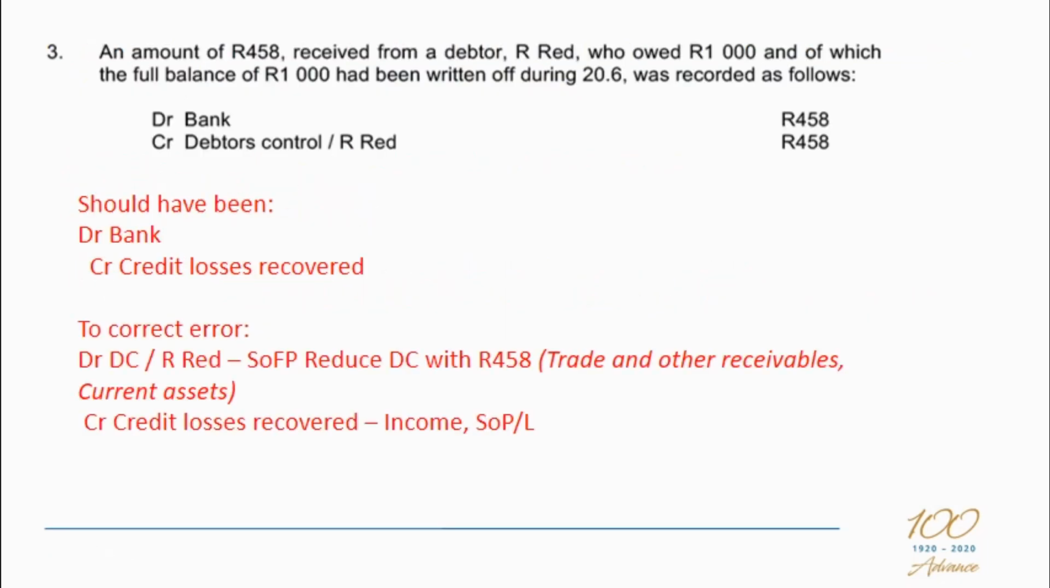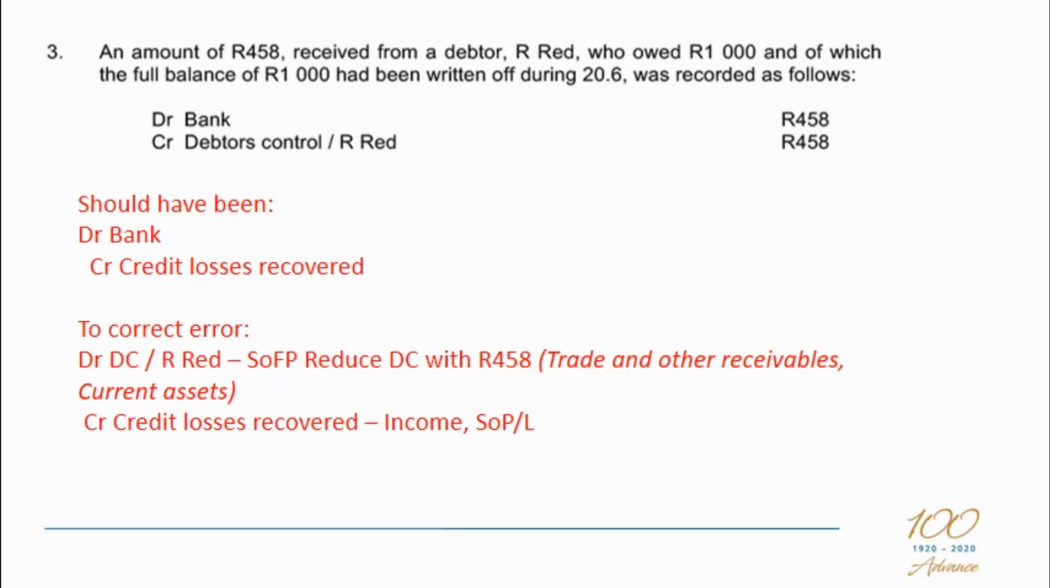In additional information number 3, 458 Rand was received from a debtor who owed us 1,000 Rand. The 1,000 Rand was already written off 2 years ago during 20.6. So basically, this is a part of our credit losses that we are actually recovering. But the bookkeeper recorded it as debit bank. We've received the money, but credit debtors control R Red.